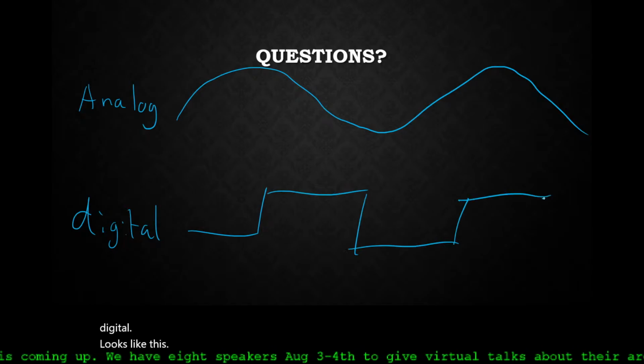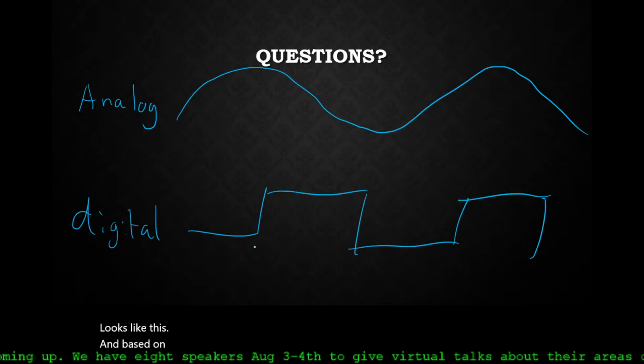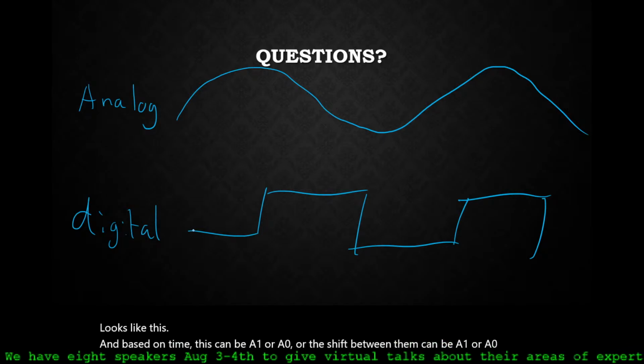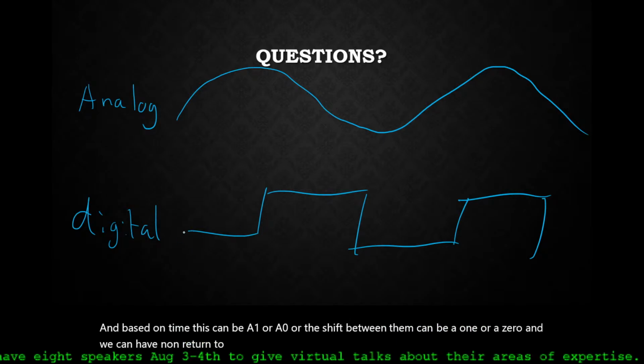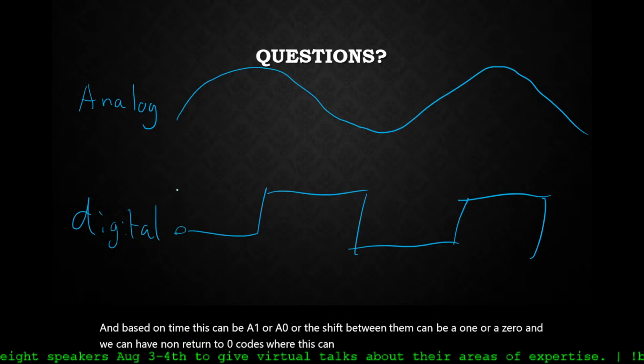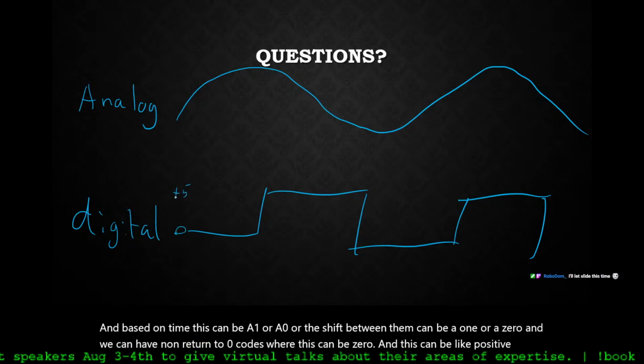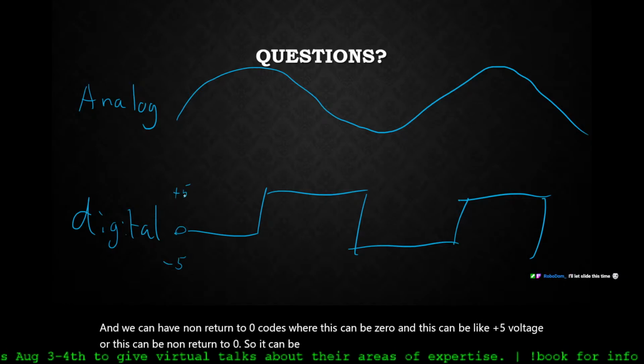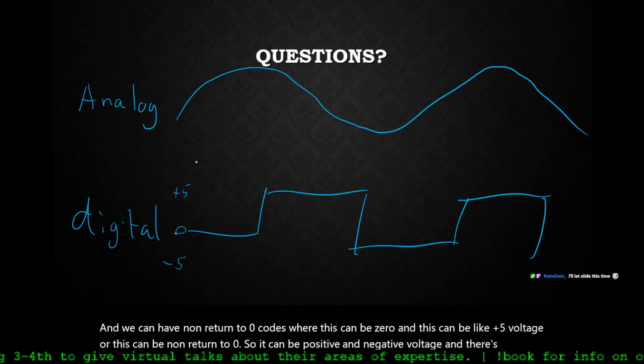And based on time, this can be a 1 or a 0, or the shift between them can be a 1 or a 0. And we can have non-return to 0 codes where this can be 0 and this can be like positive 5 voltage, or this can be non-return to 0, so it can be positive and negative voltage. And there's all kinds of things that can happen here.